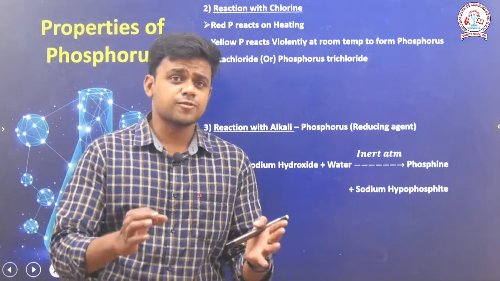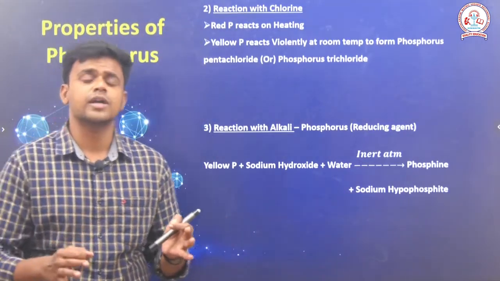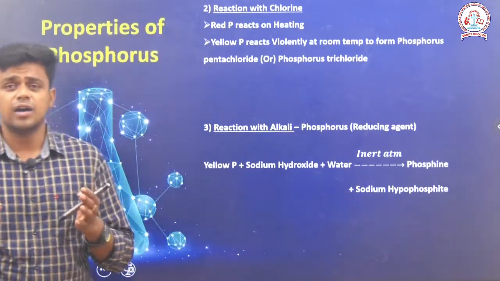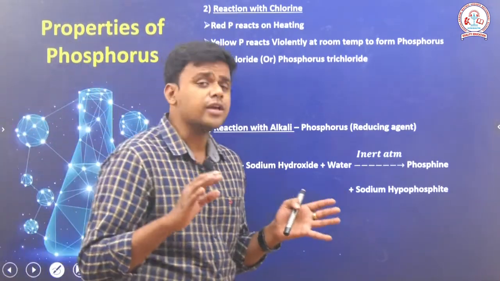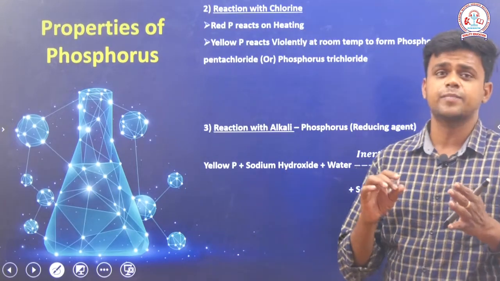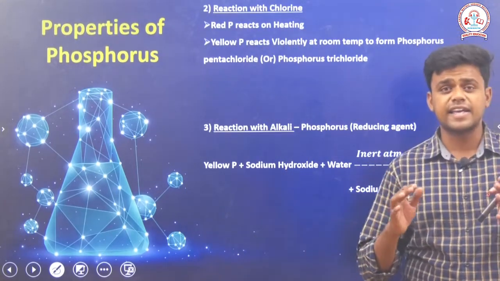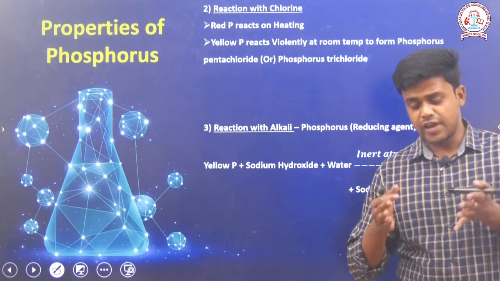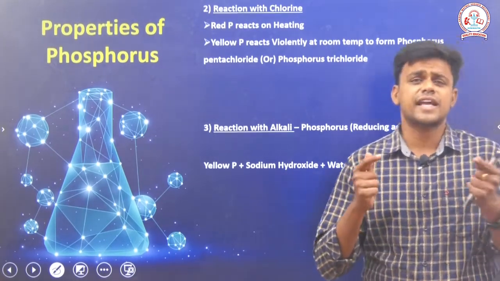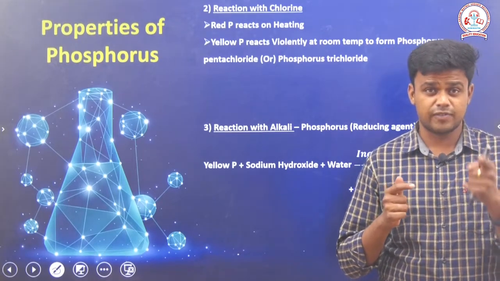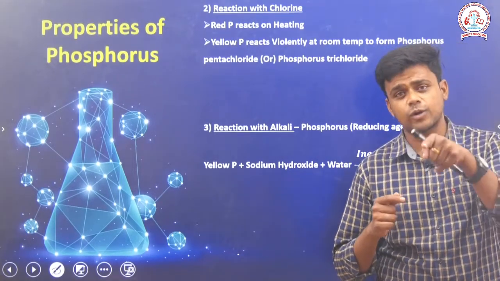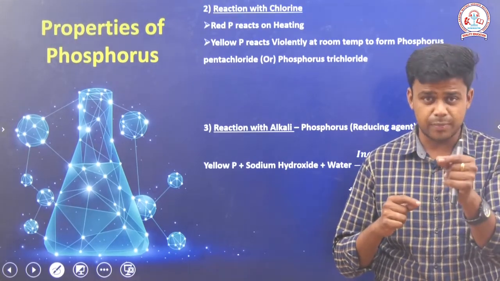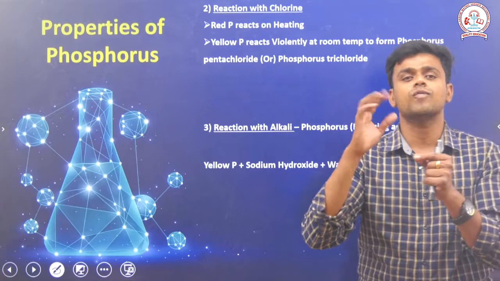See, red phosphorus will react with chlorine once you heat it, but yellow phosphorus reacts with chlorine so easily. If you look at it, it reacts very violently at room temperature to form phosphorus pentachloride and phosphorus trichloride. If you have red phosphorus, just on heating it will react with the chlorine, but yellow phosphorus reacts at room temperature, and the reaction takes place so violently.